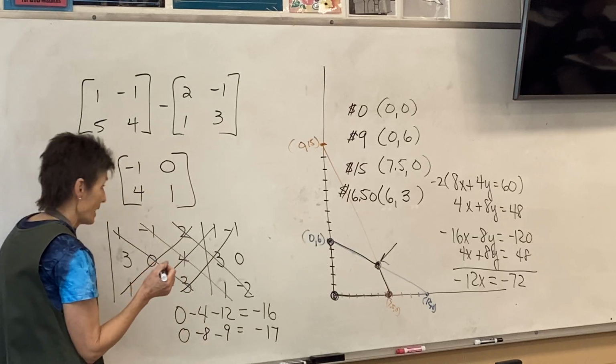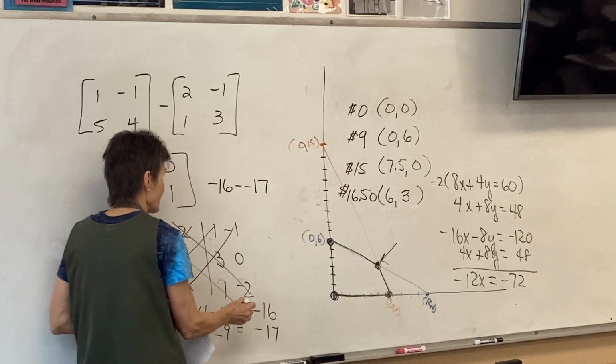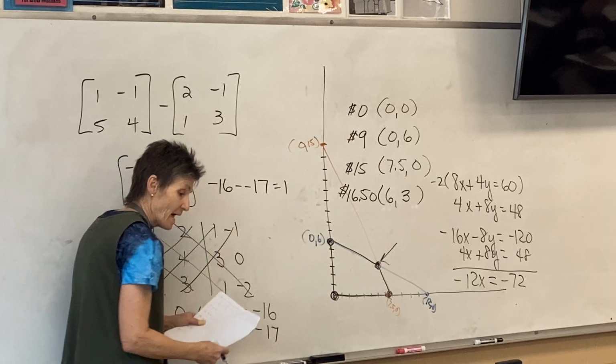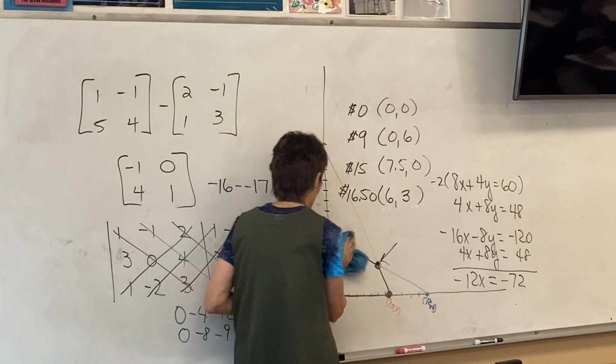Subtract. And then I find my answer by taking -16 minus -17. So the value of that determinant is 1. That was a good one.